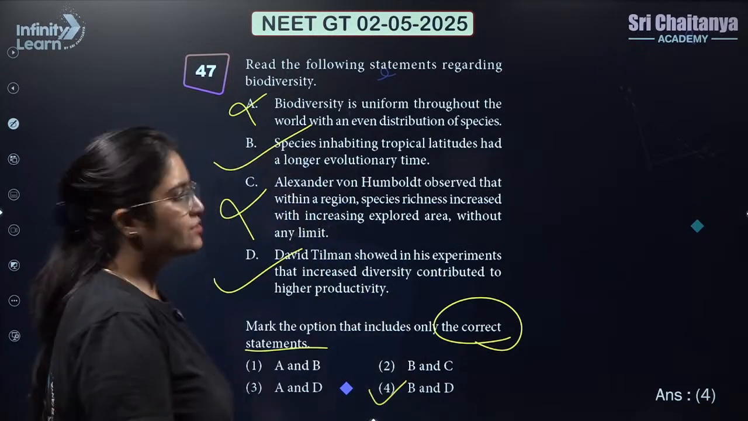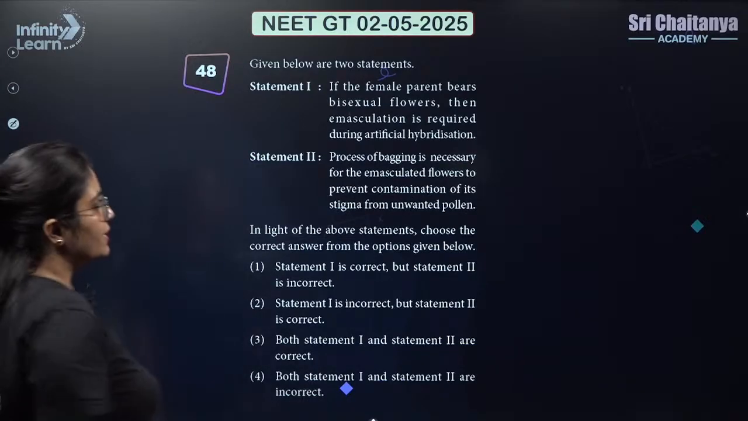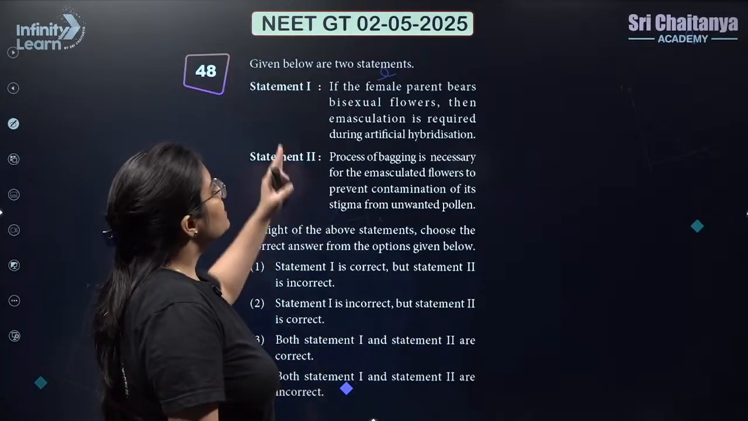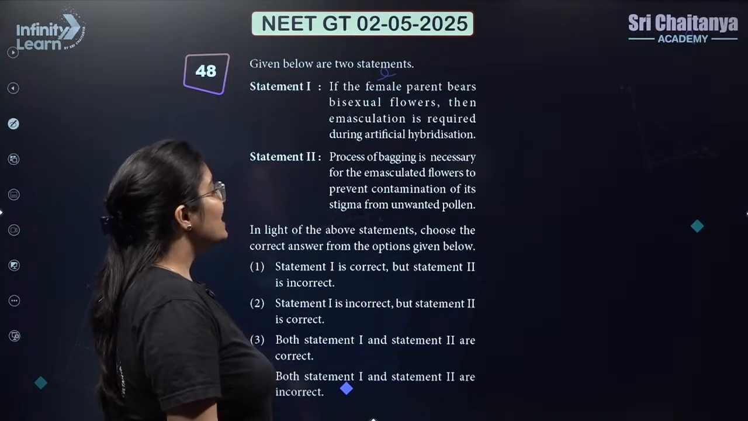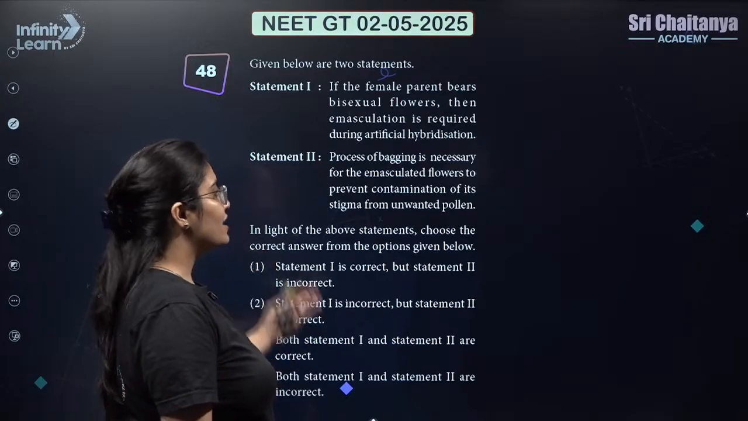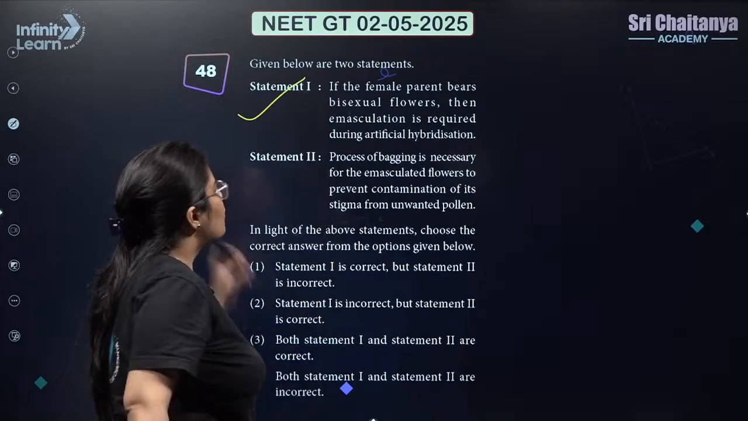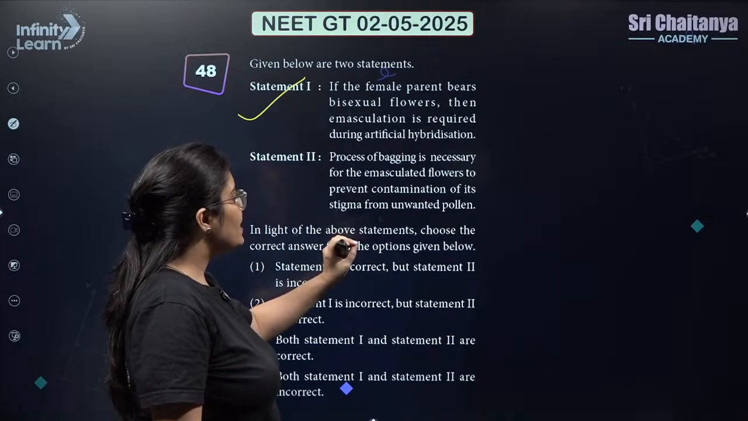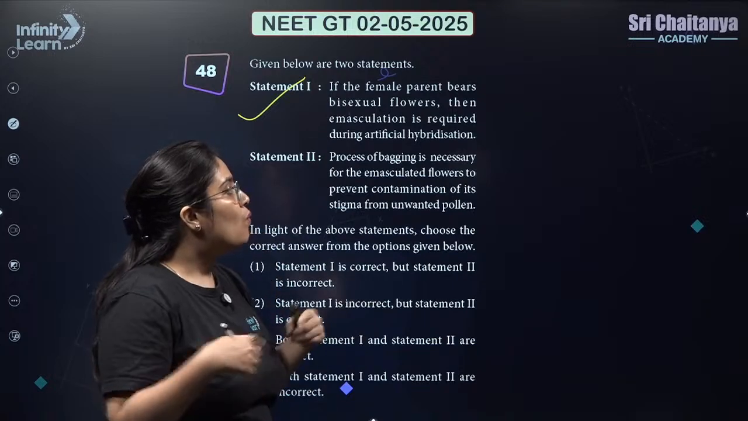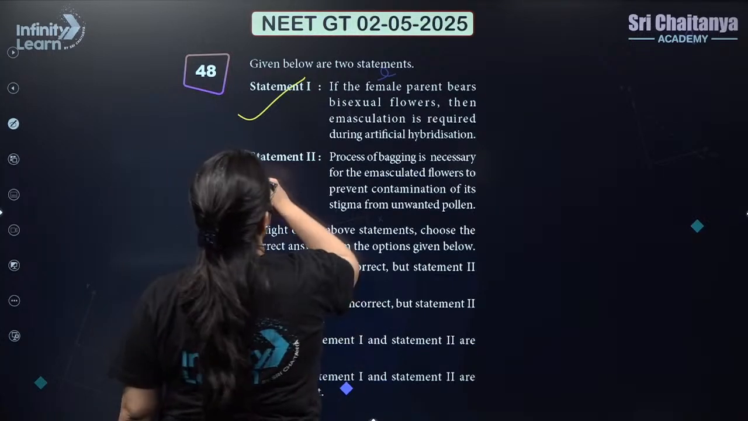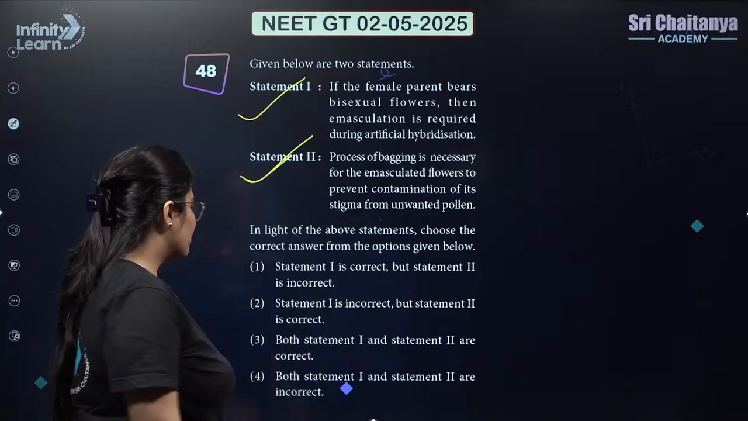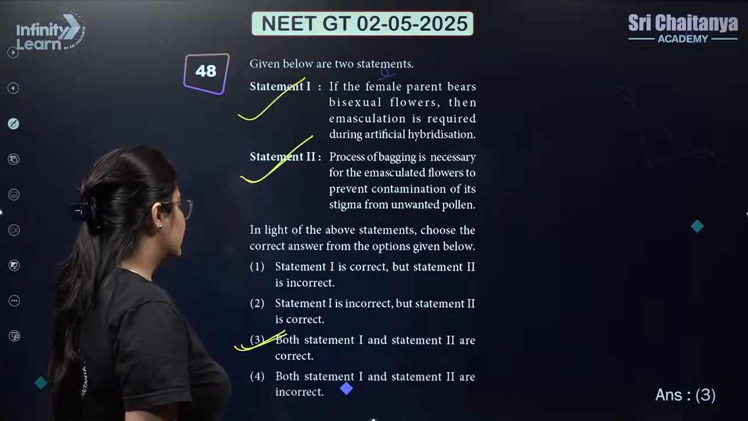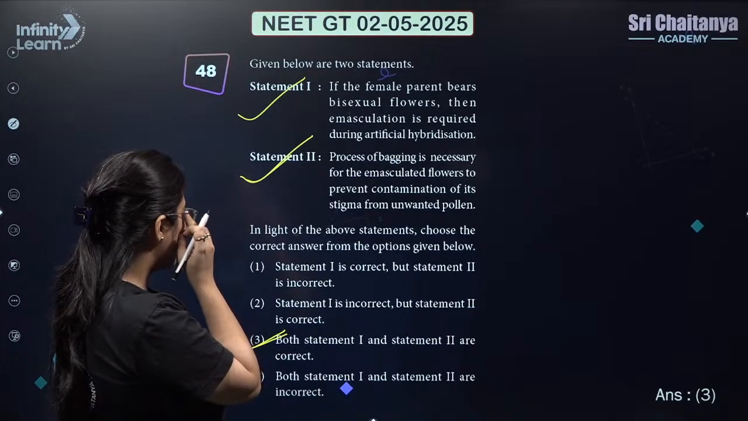Good, excellent. Next. If the female parent plant bears bisexual flowers, then emasculation is required during artificial hybridization. Correct. The process of bagging is necessary for the emasculated flower to prevent contamination of its stigma from unwanted, undesirable pollen. Yes, both statements are correct. So both statement 1 and statement 2 are correct. Answer is 3 guys. Right? Answer is 3.